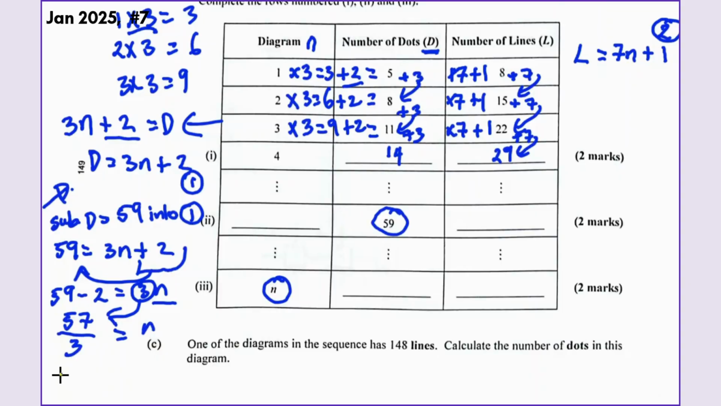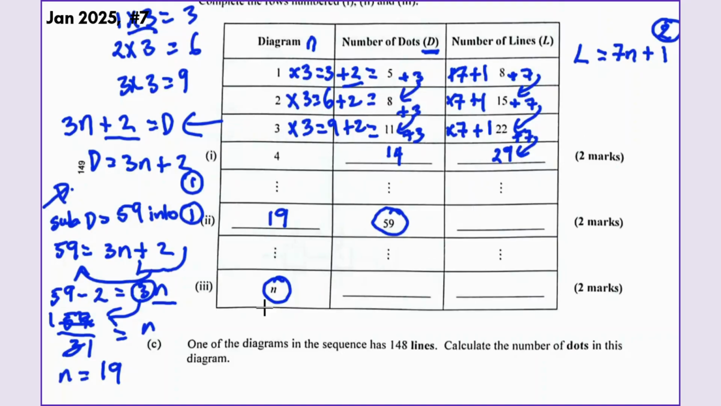So then we have n is equal to 57 over 3. And this of course would cancel. And that will give you n is equal to 19. So we've solved the first part of this, so we know that the answer here, n is equal to 19.